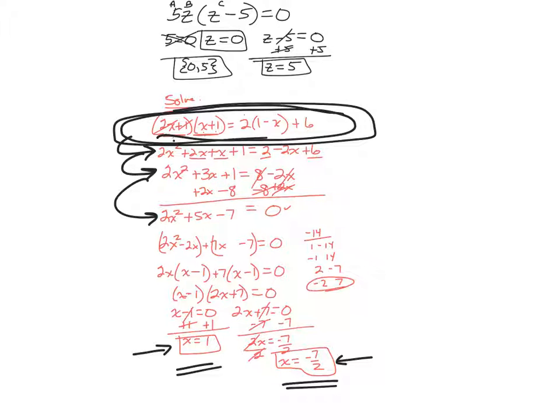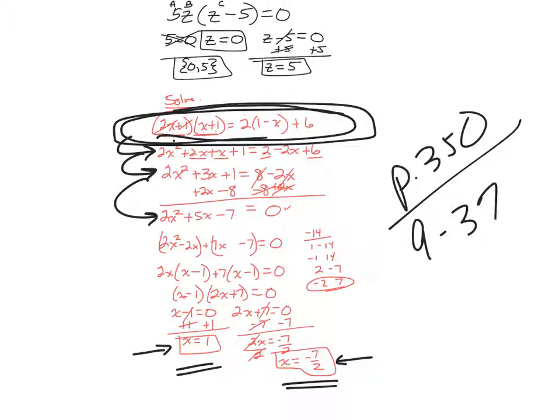Okay, I'll pause for a second. Here's what I think you should do for your assignment. It's page 350, 9 through 37, and I would work on the odds.